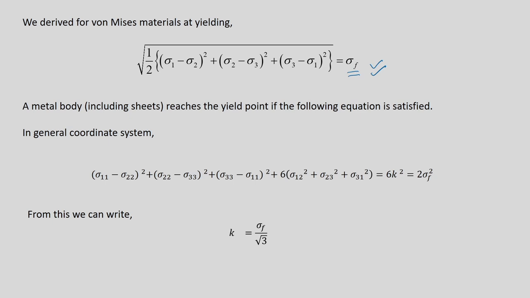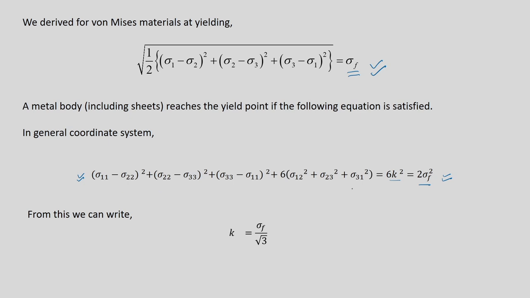This we derived in the principal coordinate system. Now, in a general coordinate system, for yielding to happen as per the von Mises yield function, this equation has to be satisfied. This is just for our information. We have not derived it, but it will be useful for solving problems. (Sigma 11 minus sigma 22) the whole square plus (sigma 22 minus sigma 33) the whole square plus (sigma 33 minus sigma 11) the whole square plus 6 into (sigma 12 square plus sigma 23 square plus sigma 31 square) will be equal to 6 k square, which is equal to 2 sigma f square. Okay, this is the actual equation for the von Mises yield function.